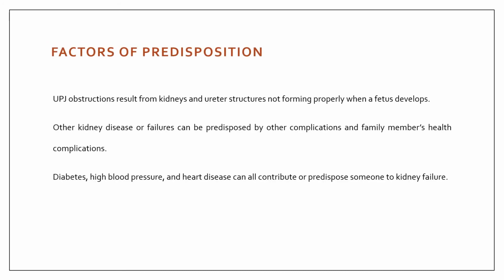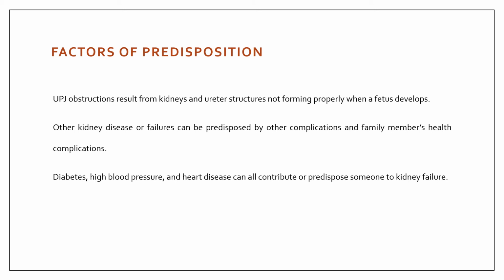So UPJ obstructions are a little bit more random in who gets them, more so than other complications or diseases, since the only way to be predisposed to getting a UPJ is if obstructions run in your family, and even then, it's not a guaranteed thing. It's a fairly random event. Other kidney diseases, however, are more easily predisposed by someone's health complications or their family genetics.